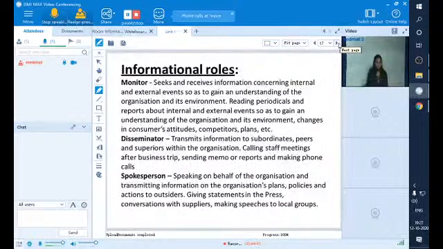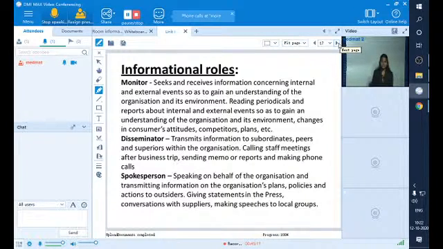For example, the monitor seeks and receives the information. They are analyzing another institution or another organization. They are analyzing consumer attitudes, then the competitors' level, then the plans. They track the external and internal activities and events. Okay, so that is the monitor role.